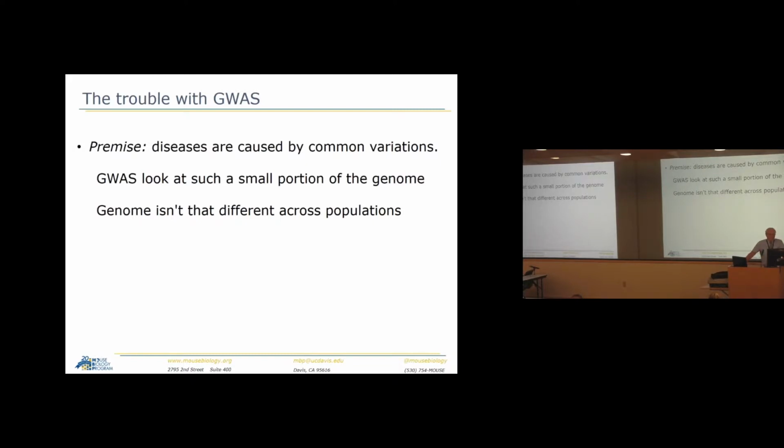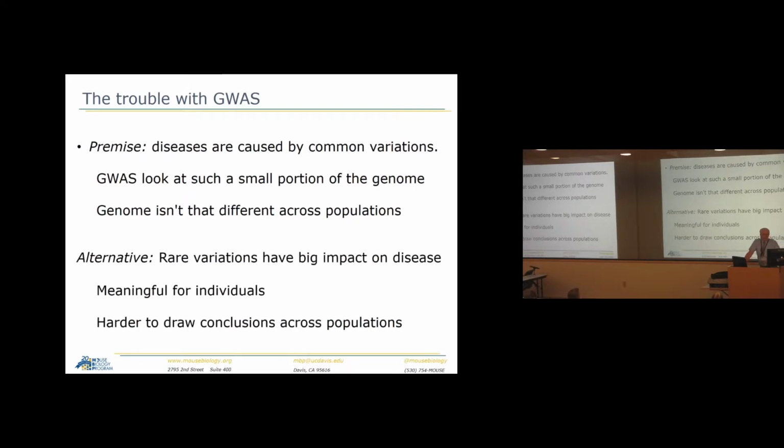But the trouble with GWAS, as we've come to realize, is that the premise is that diseases are caused by common variations. That's not an unreasonable assumption in the very beginning, but that's where the problem is, because GWAS are looking at such a small portion of the genome, coding sequence in most cases, and the genome isn't that different across populations. As you know, you've always heard about how we're 97, 98% similar to each other and so on.